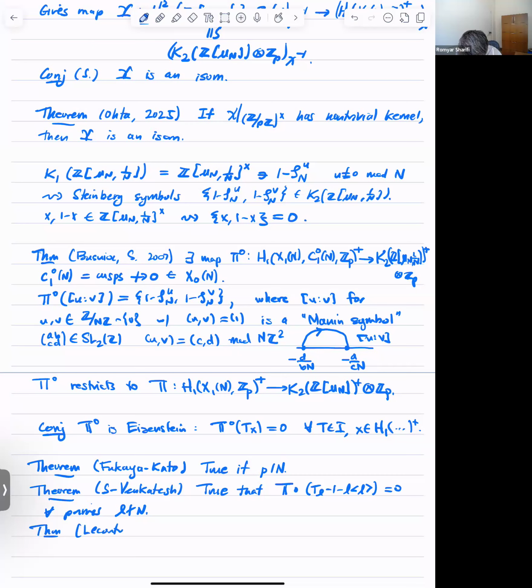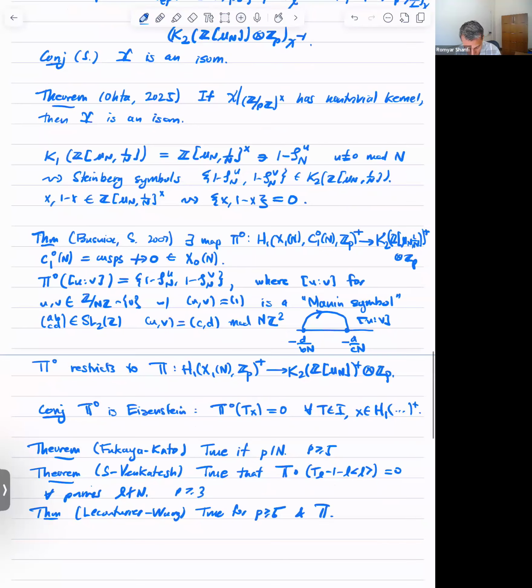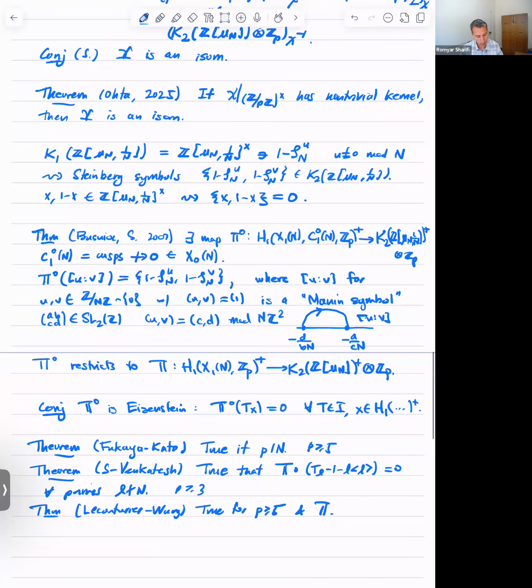Lecouturier and Wang proved that this is for p at least 5, and this one is not. p is at least 3 here. True for p greater than or equal to 5 and the map pi rather than pi circ, just by combining the two results and some level compatibilities.